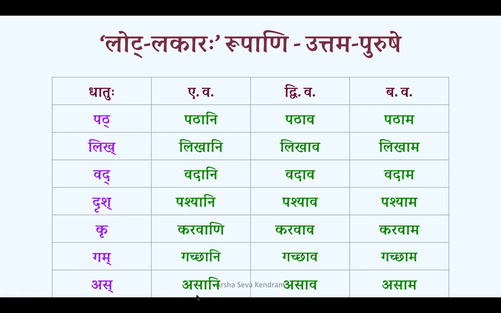As dhatu: asani, asava, asama. May I be, let me be. May we two be, let the two of us be. Asama, may we all be, let us all be. Prashnaha santi va?